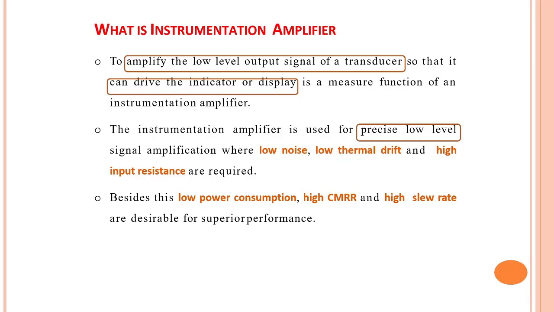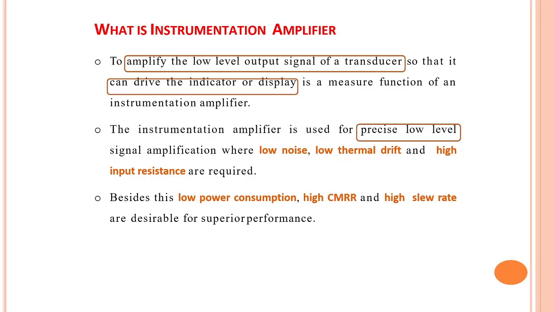The instrumentation amplifier is thus used for precise low-level signal amplification, where it is desired to have very low noise and low thermal drift, and the input resistance should be very high in order not to load the quantity under test and measurement. Besides these, the desired characteristics are very low power consumption, a very high common mode rejection ratio, that is CMRR, and a very high slew rate.